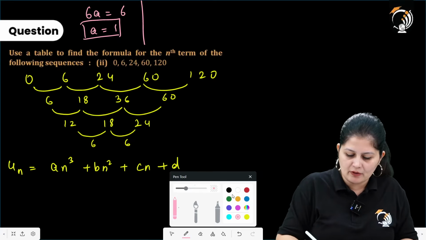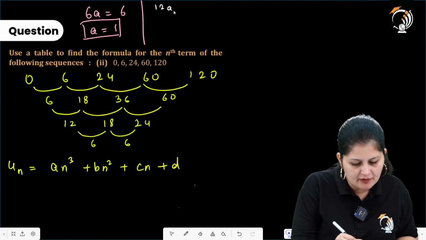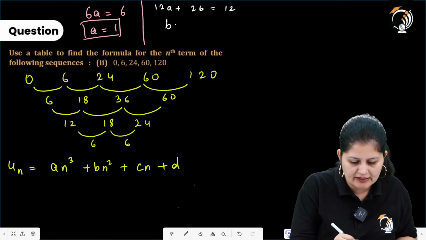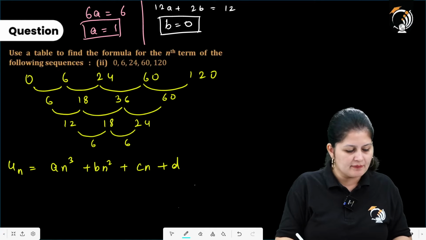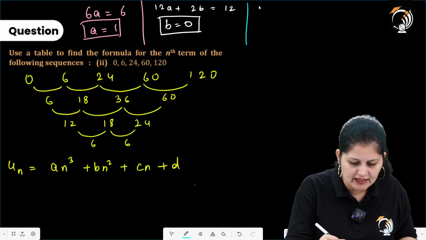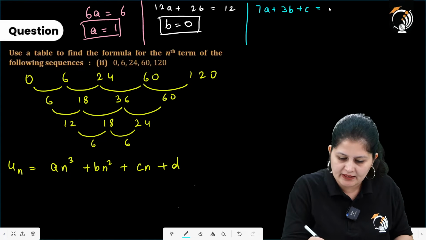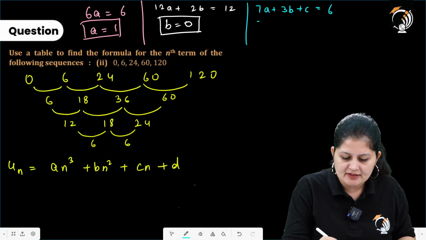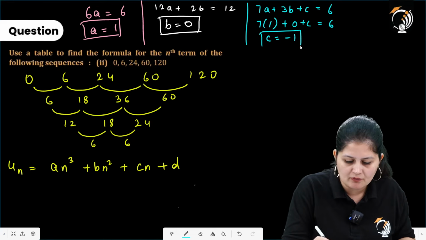For the second value, we will do 12a plus 2b. 12a plus 2b would be equal to 12 here, right? So we are getting b is equal to 0. That is the second value that we have got. Now talking about the third value here, we know that 7a plus 3b plus c would be equal to 6. Putting in all the values, 7 multiplied with 1 plus 0 plus c would be equal to 6. So we get c is equal to minus 1.